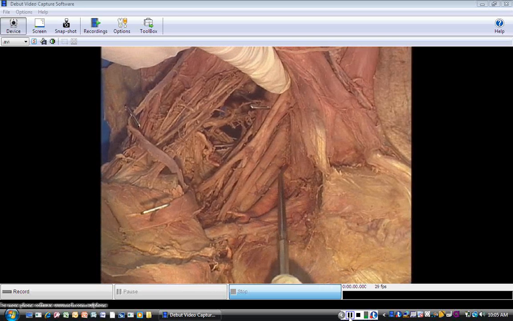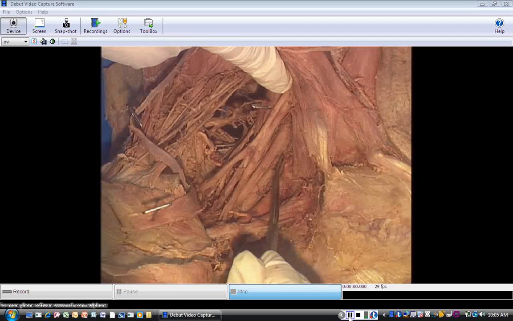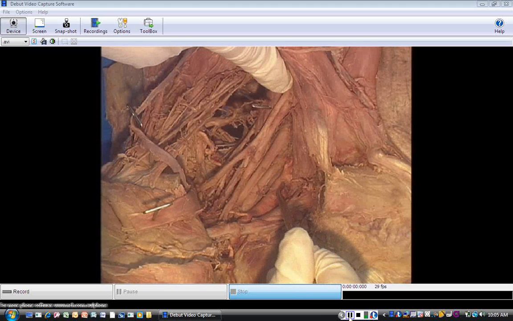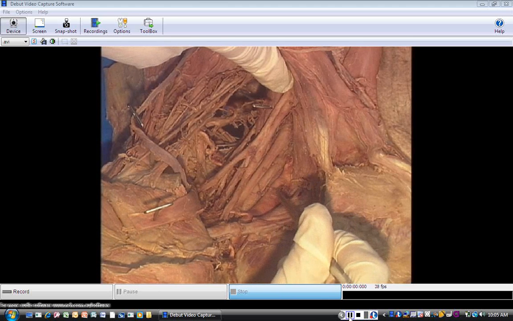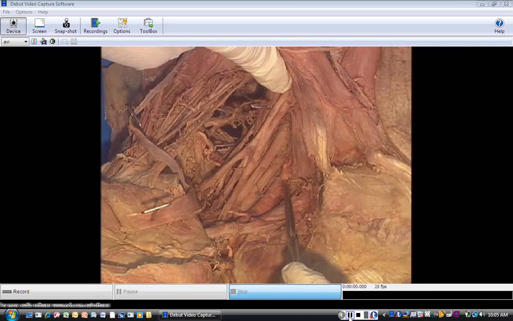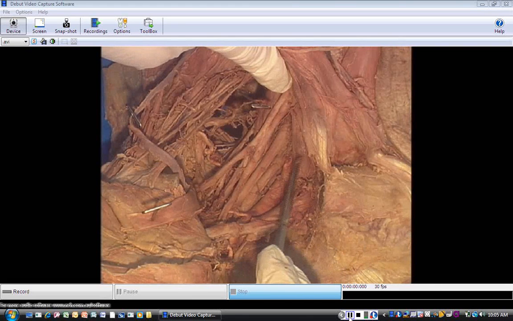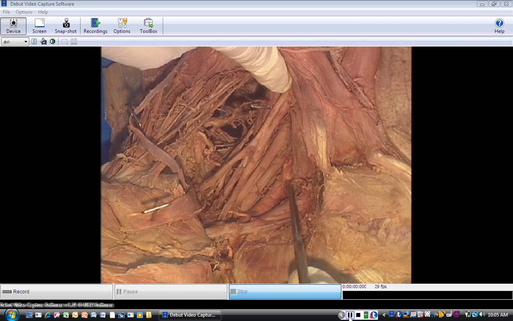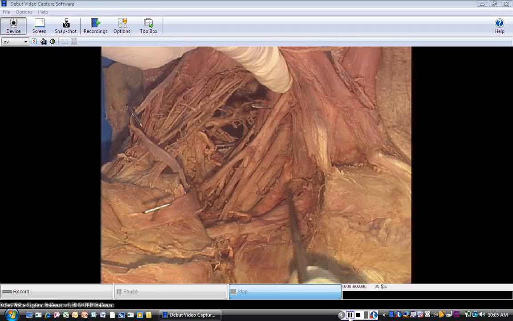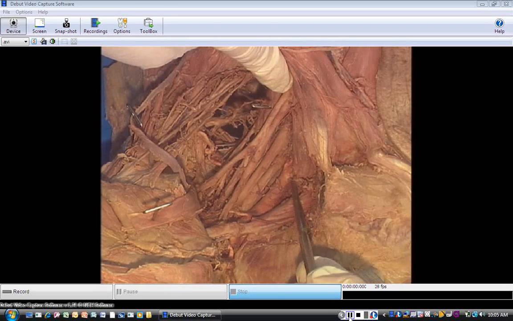Also in that interscalene triangle is the subclavian artery. And here we can see the subclavian artery. I'm poking it with my probe. The subclavian artery is divided into three parts by the anterior scalene. So in the posterior triangle of the neck, we see the third part of the subclavian artery.